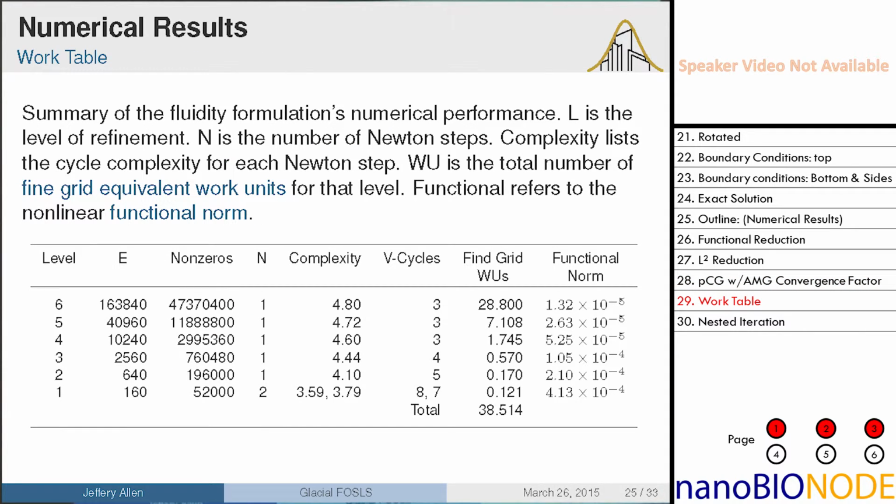Now if we look just at the fluidity form, I've made a work units table to show how much it costs to actually solve the system. Here one work unit is equal to a matrix vector multiply on the finest grid, so these are fine grid equivalent work units. And we can see that the whole solve takes about 40 work units, which is equivalent to about 40 Jacobi sweeps, which is pretty nice.